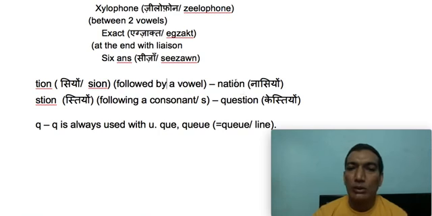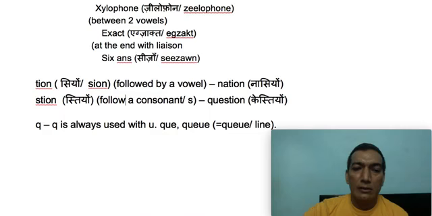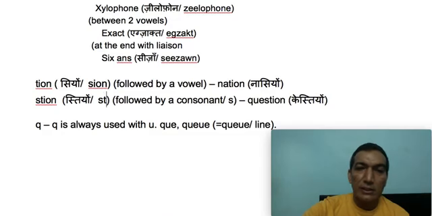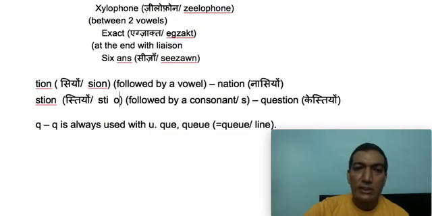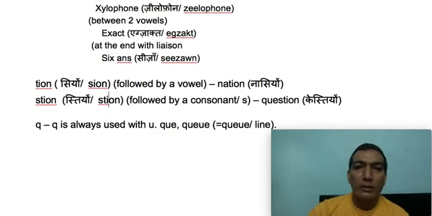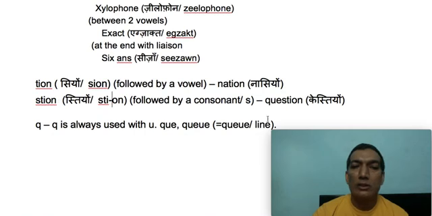And then we have stion when it is followed by a consonant, then stion. So how can I make it clear? Okay, I will repeat it. Stion, stion. Okay, stion. So like here is an example: question, which means question.